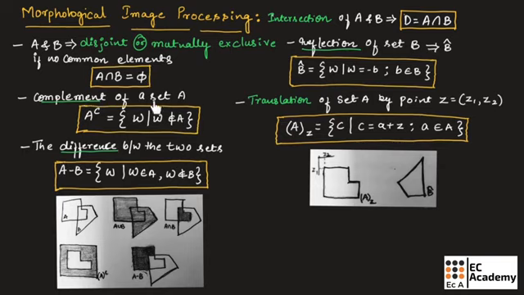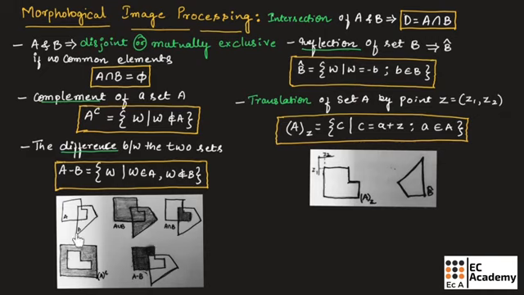The complement of a set A can be represented as A to the power of C is equal to {w | w does not belong to A}. The difference between two sets can be written as A minus B is equal to {w | w belongs to A and w does not belong to B}. So if we consider two sets A and B, here the element w will belong to A and w will not belong to B.